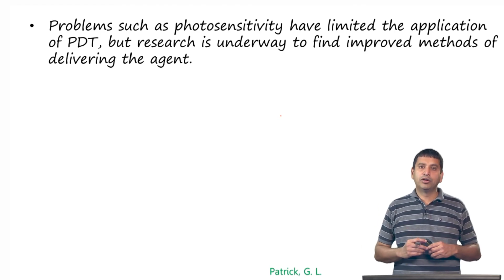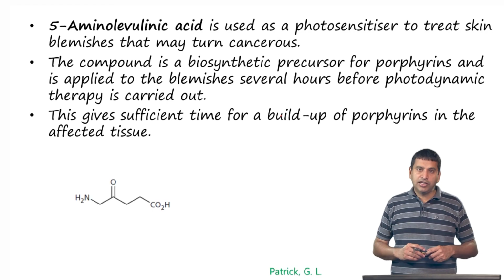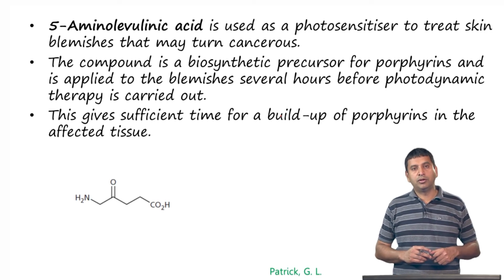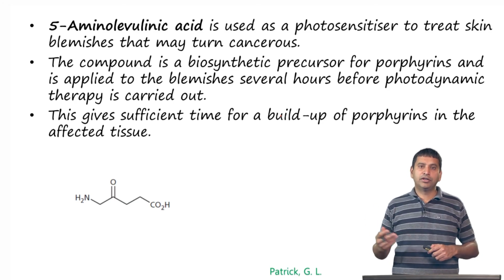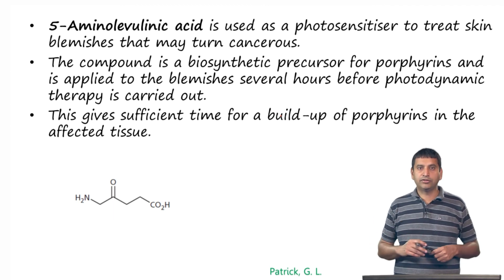So, people are trying to figure out how to improve the method of delivering this agent. Another example of a photosensitizer is 5-aminolevulinic acid, whose structure is shown here. This molecule is used to treat skin blemishes which may actually turn cancerous.